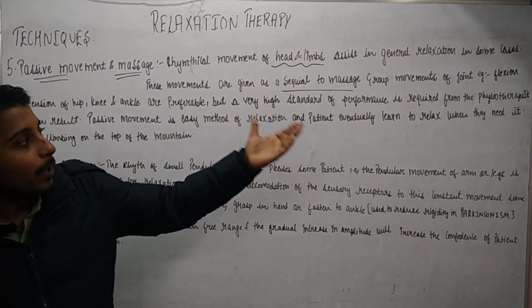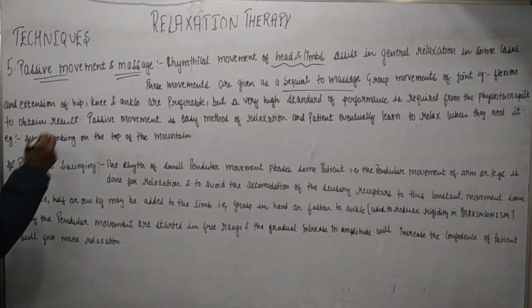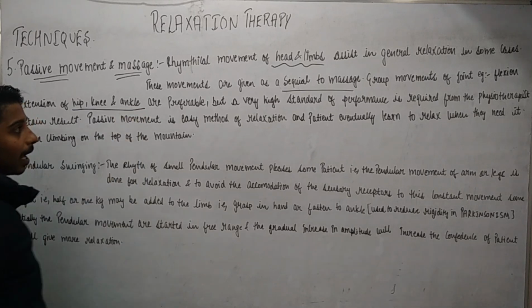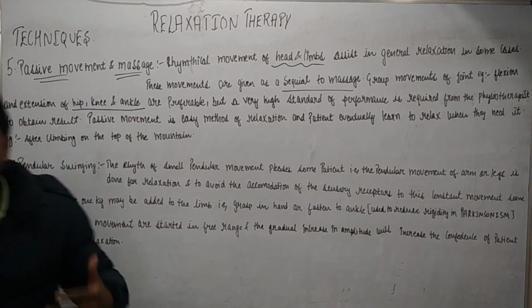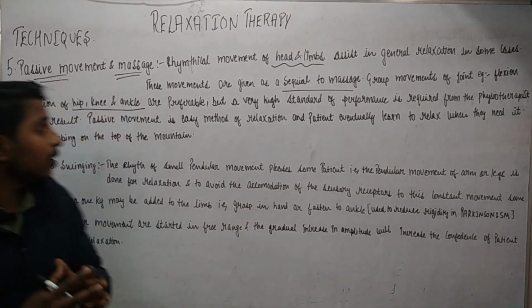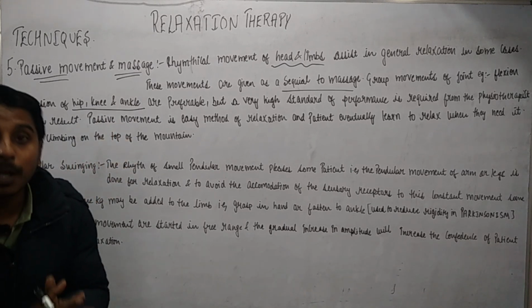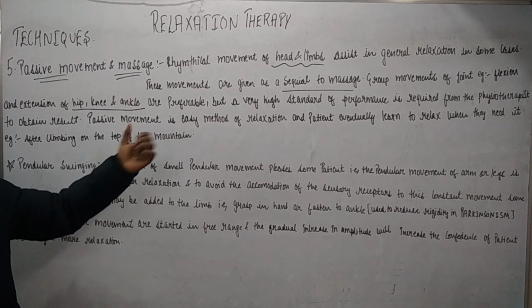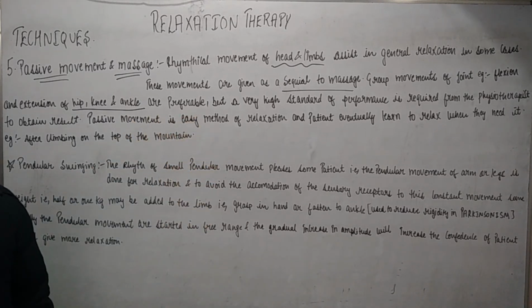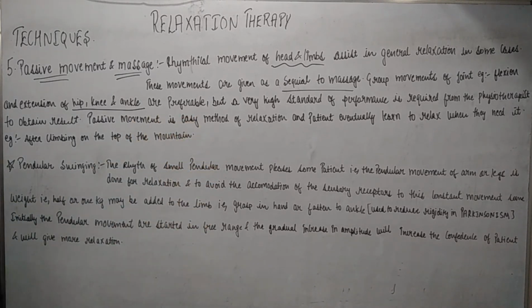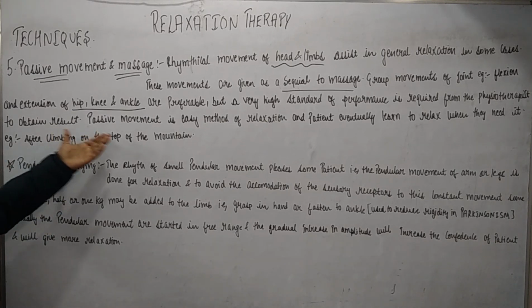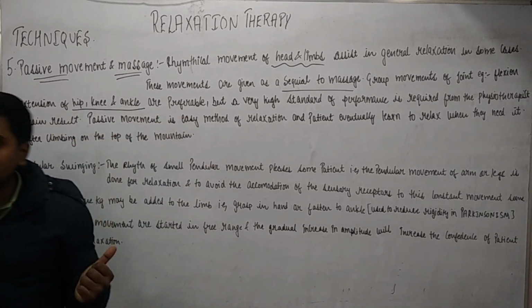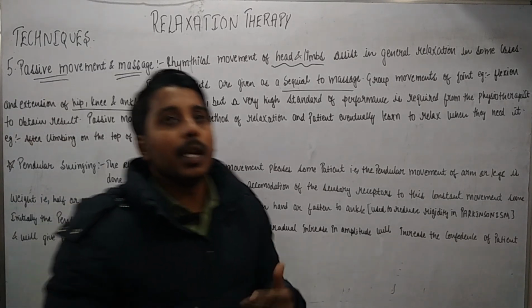Then group movement of joint, for example flexion and extension movement of hip, knee and ankle are preferable. Why? Because these are the larger joints and the rhythmical movement of these joints promote a degree of relaxation, but a very high standard of performance is required from the physiotherapist to obtain the result, okay. Simple. Then passive movement is an easy method of relaxation and patient also learn it, okay.